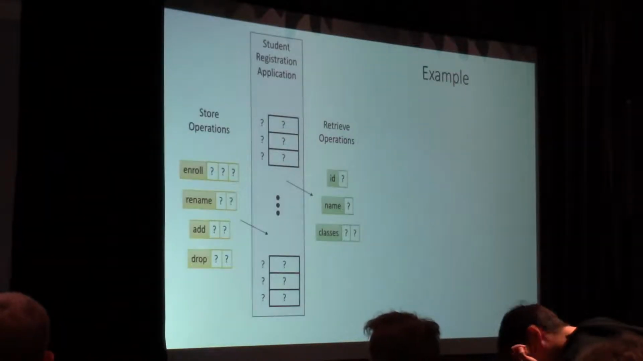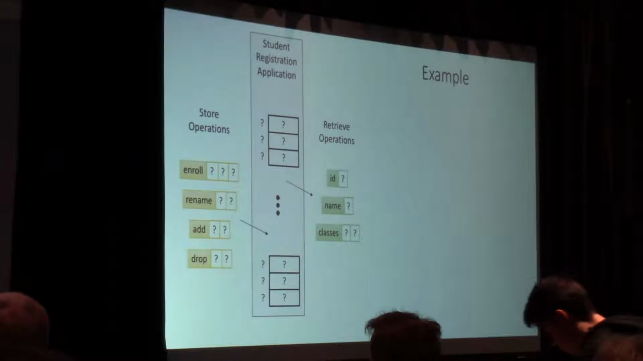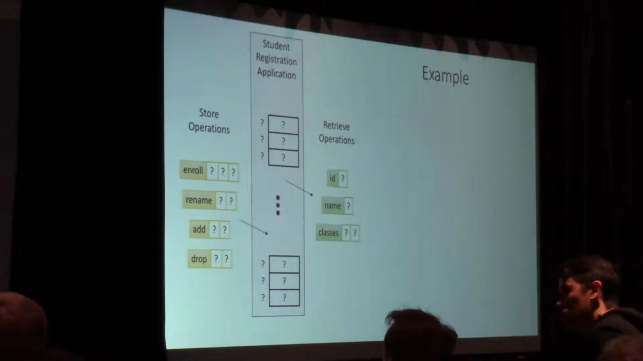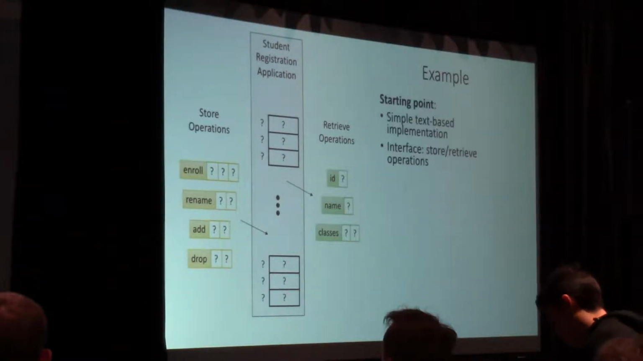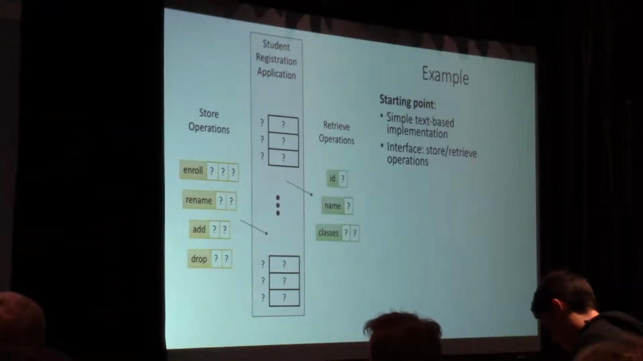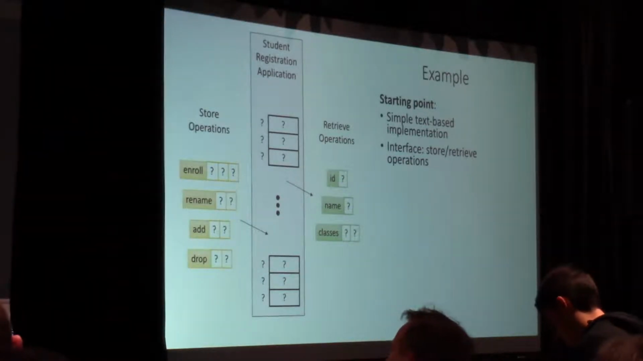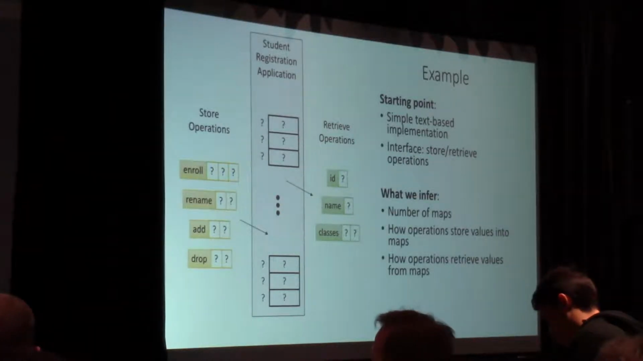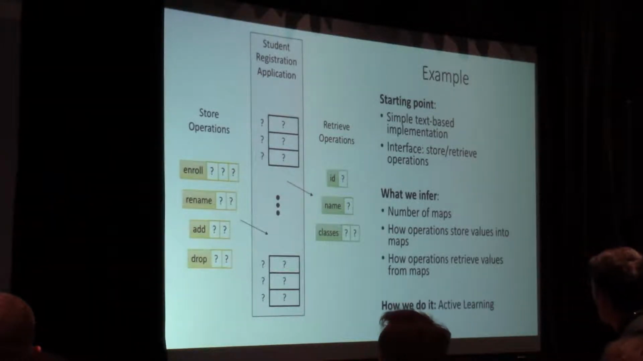Okay? So here's our example. We're going to do a student registration example. We have a bunch of store operations on the left, retrieve operations on the right, and some unknown number of maps in the middle. The goal is to figure out what's going on. So starting point, we're going to assume here that we're working with a simple text representation we can use and practice anything we can interact with successfully. What do we infer? The number of maps, how the operations store values into the maps, and how operations retrieve values. How are we going to do this? We're going to use active learning.